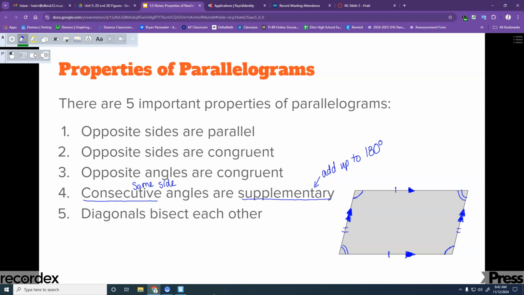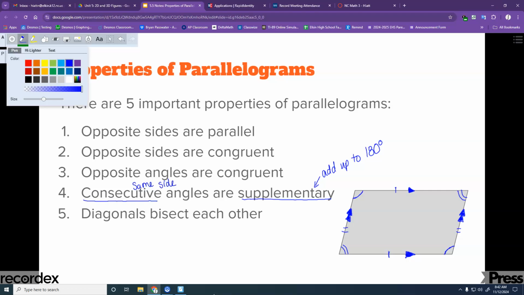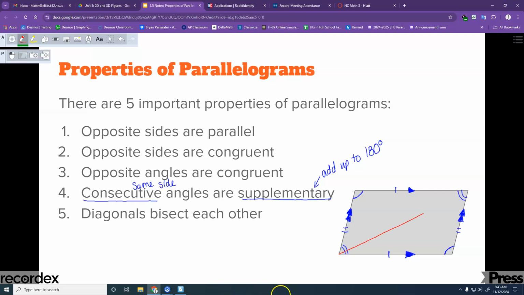Okay, and our last one is that diagonals bisect each other. So I'm going to use a different color. Our diagonals are our lines connecting our corners. Okay, and if the diagonals bisect each other, that means they cut each other in half. They're not all equal, but this piece would be equal to this piece, and this piece would be equal to this piece.